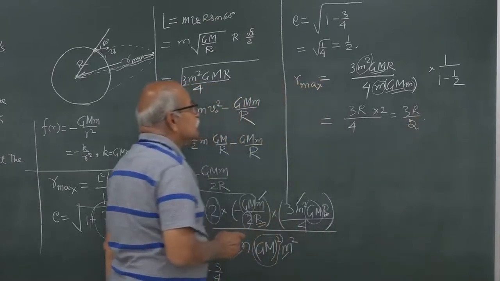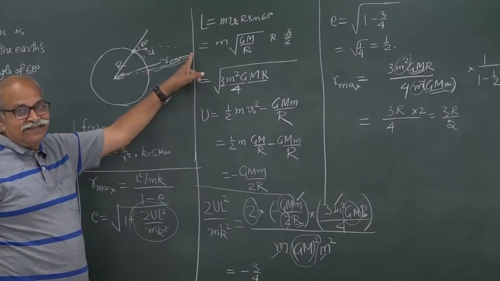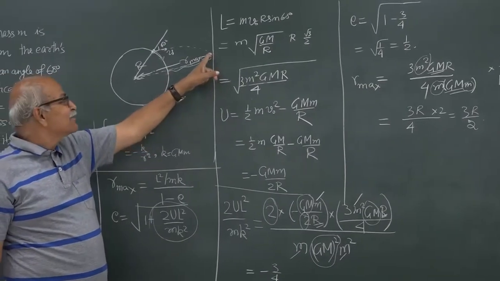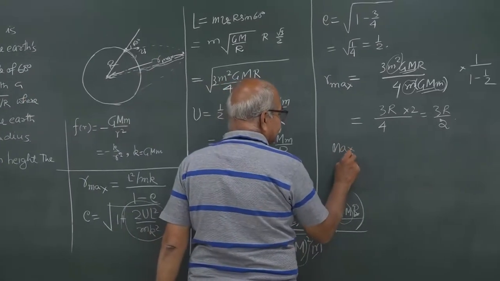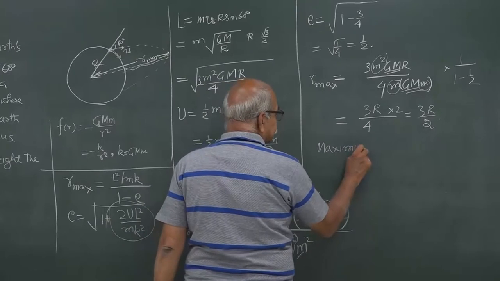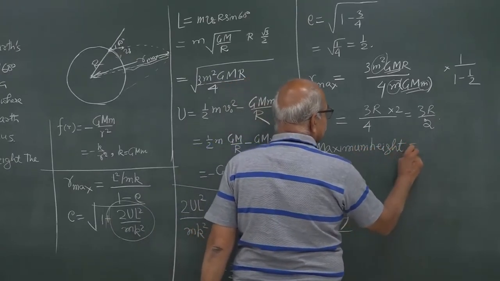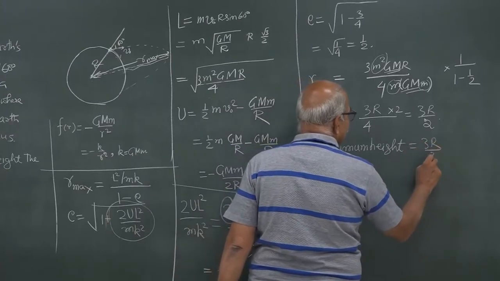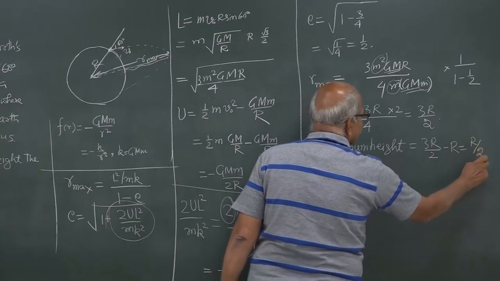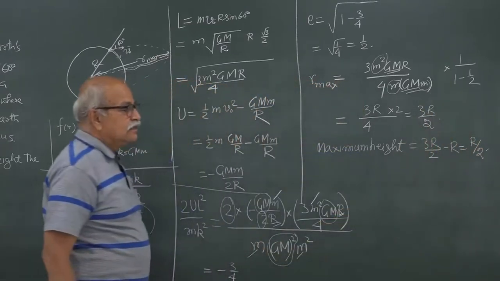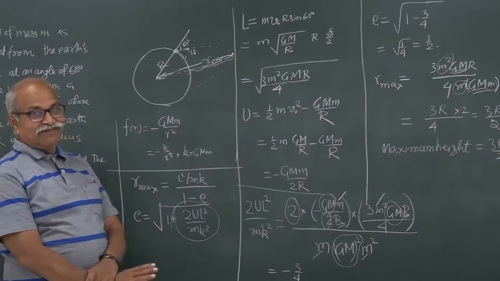This is R max. From the center to the highest point is 3r by 2, and therefore the maximum height is 3r by 2 minus r, and that is r by 2. So that is the maximum height over the ground.